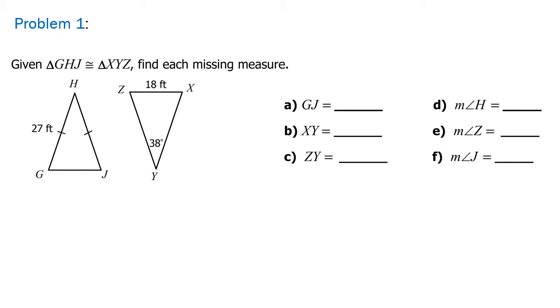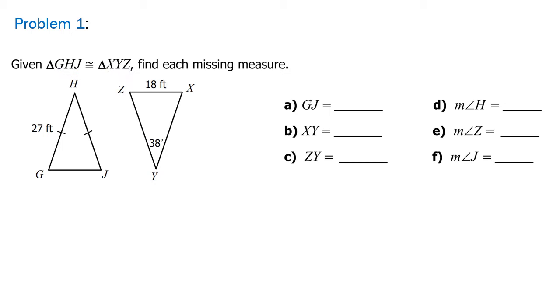So here we have GHJ. G will correspond with X, so they are matching angles. H is going to match with Y, because they're both in the middle of the name. And angle J is going to match with angle Z. So we can see which ones correspond to each other.